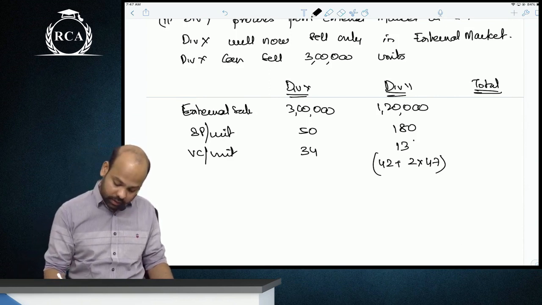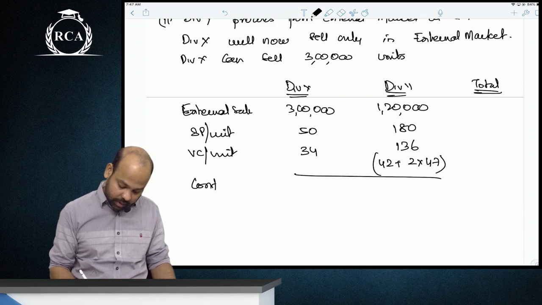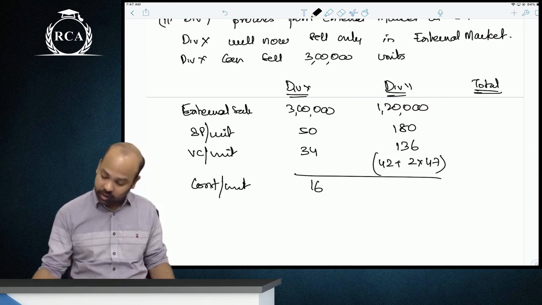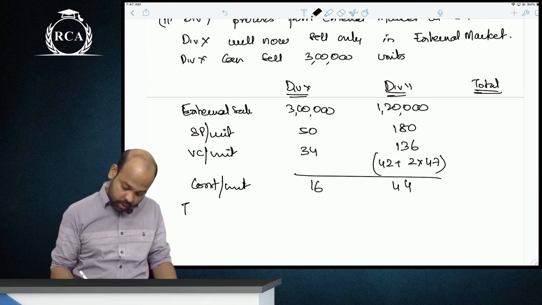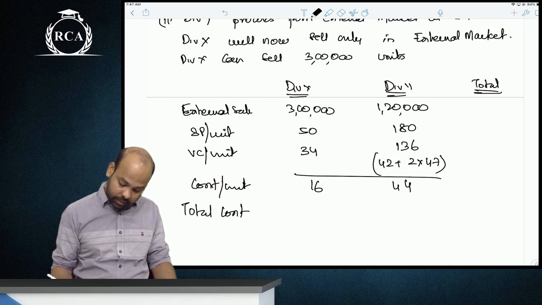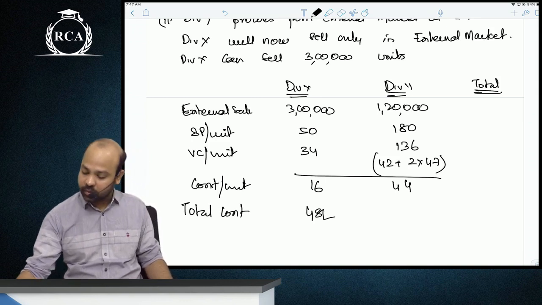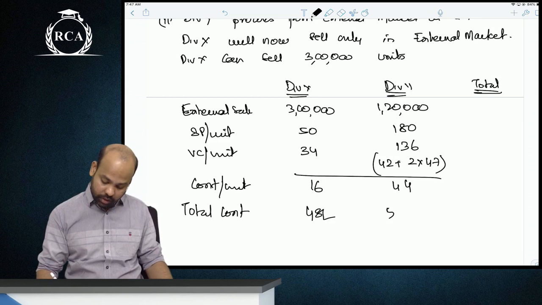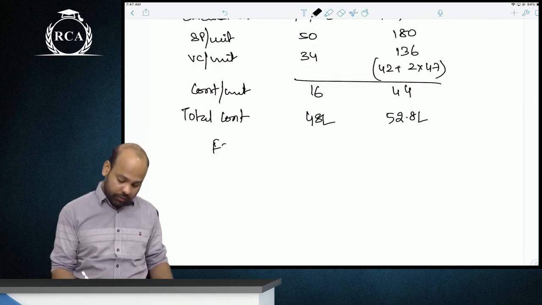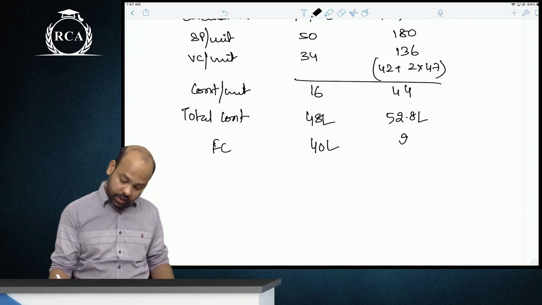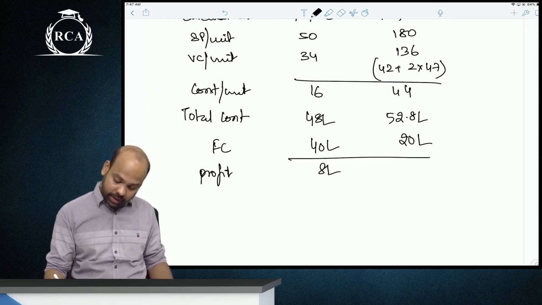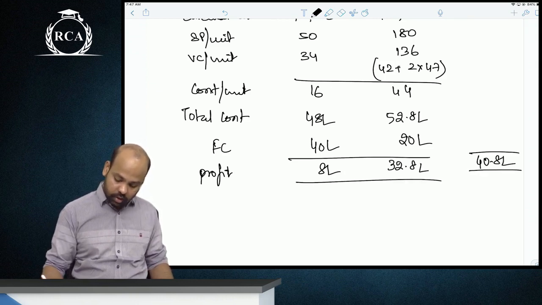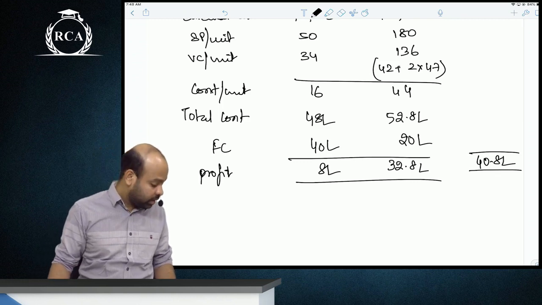It is 136. So this would give me a contribution per unit of 16. 180 minus 136, 44. Total contribution, guys, would be 16 into 3 lakhs, 48 lakhs, 1.2 lakhs into 44, 52 lakhs 80,000. The fixed cost that we are incurring, beta, is 40 lakhs and 20 lakhs. So the profit that division X will report is 8 lakhs, and here it is 32.8 lakhs. Overall profit 40.8 lakhs. Overall company 40.8 lakhs.